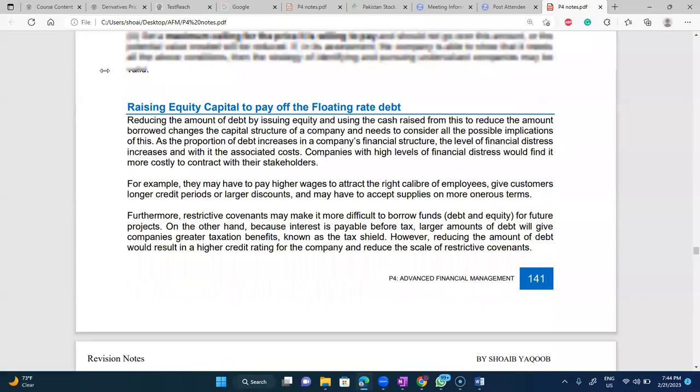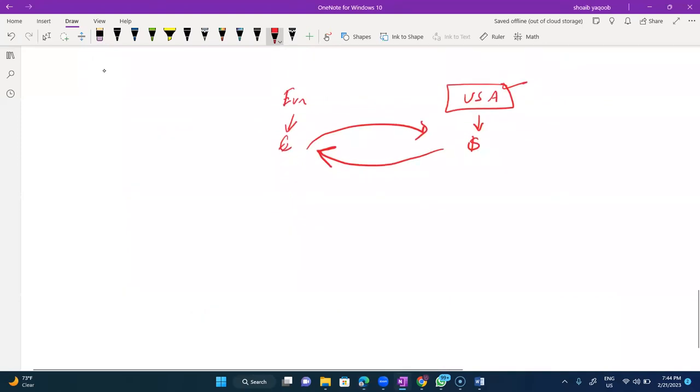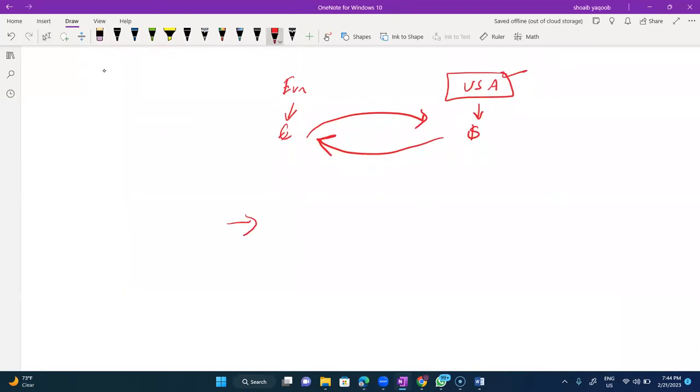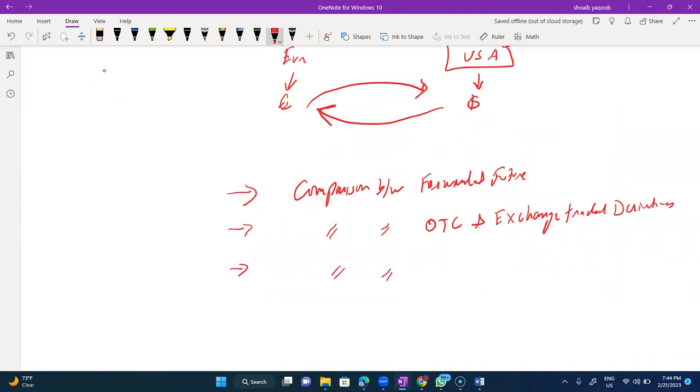That's the total theory of risk chapter. Let me summarize it. The examiner can ask you the comparison between forward and future. The examiner can ask the comparison between OTC and exchange traded derivative. The examiner can ask the comparison between option and forward or future.